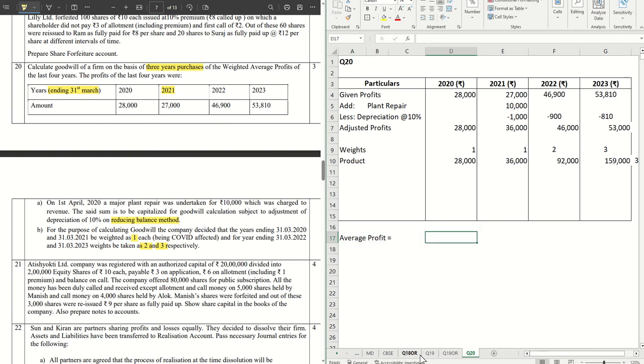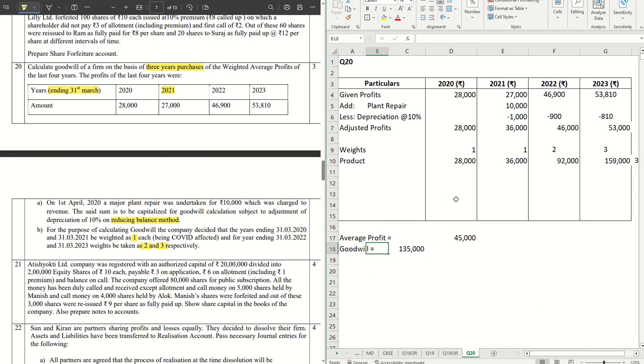That will be 3,15,000 divided by 7. That comes to 45,000. That's the average profit. So in that case, what will be the goodwill? Goodwill will be 3 years purchase as we have mentioned here. So that will be 45,000 into 3. 1,35,000 is the value of goodwill.